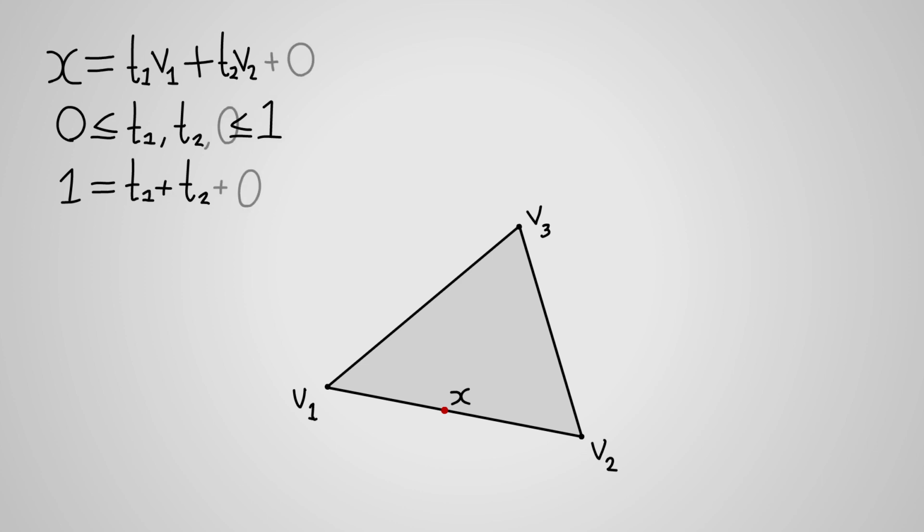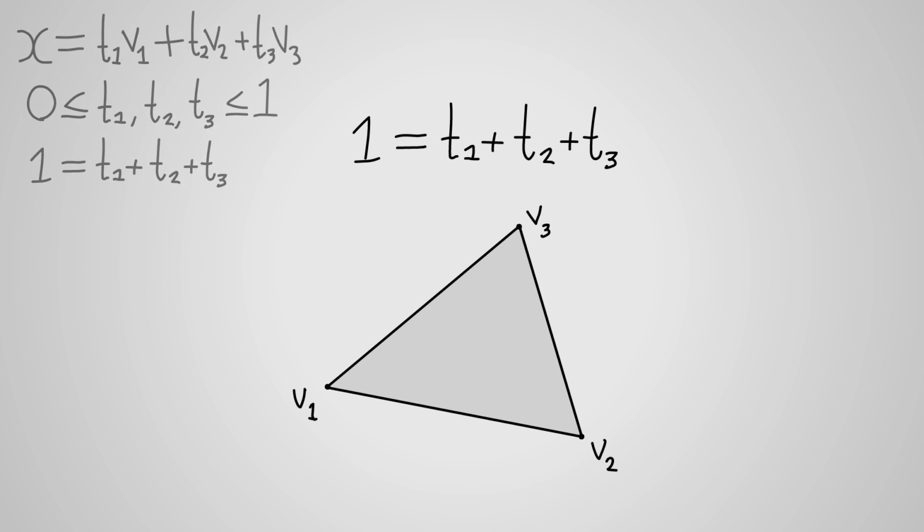So, assume that none of the ti are 0. In order to show that x lies in the triangle, we have to do a little algebraic trick. First, notice that since 1 is equal to t1 plus t2 plus t3, if we rearrange, 1 minus t1 is equal to t2 plus t3. This implies that 1 minus t1 is a sum of positive numbers, which, in particular, means it's not 0. That'll be useful in a second.